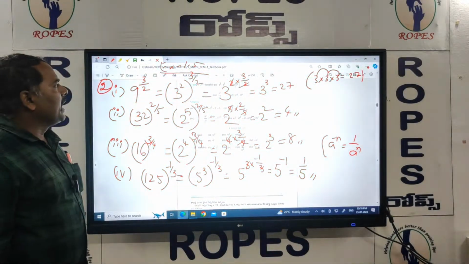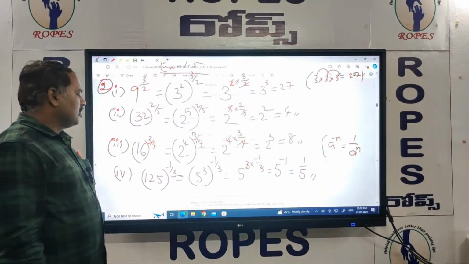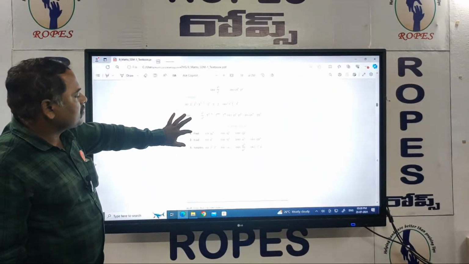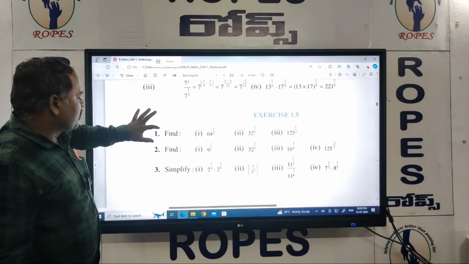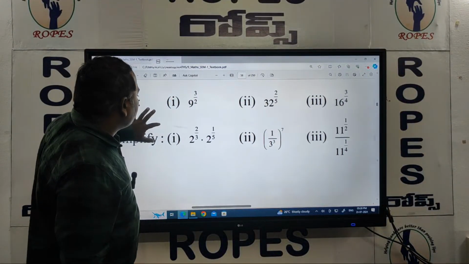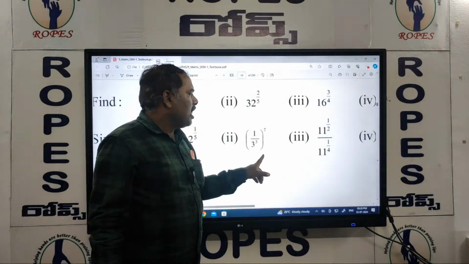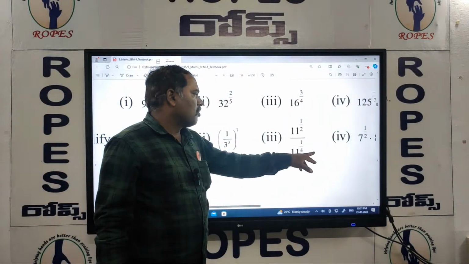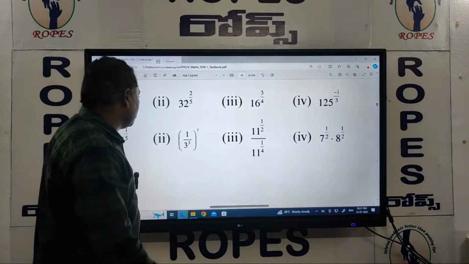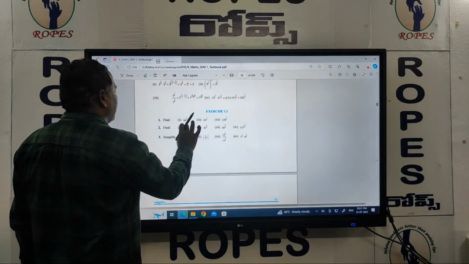Next, we'll go to the third question. Listen carefully, all of you observe this one. Next, all of you copy this and write properly. Next, final question. Simplify 2 power 2 by 3 into 2 power 1 by 5, and (1 by 3 cube) whole power 7, and 11 power 1 by 2 by 11 power 1 by 4, and 7 power 1 by 2 into 8 power 1 by 2. This question is very important for us for the FA1 purpose. Okay, so now we will see how to solve this one.